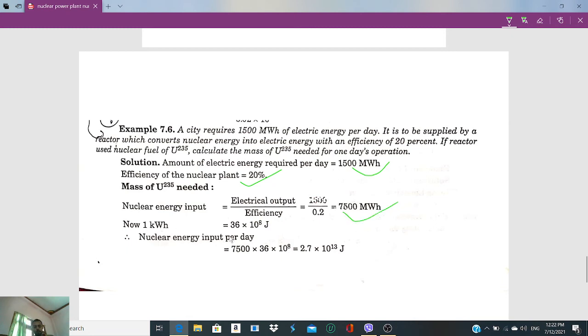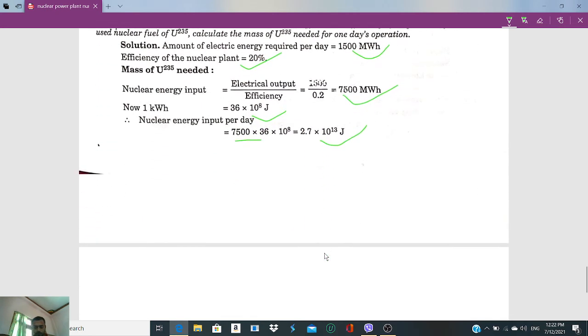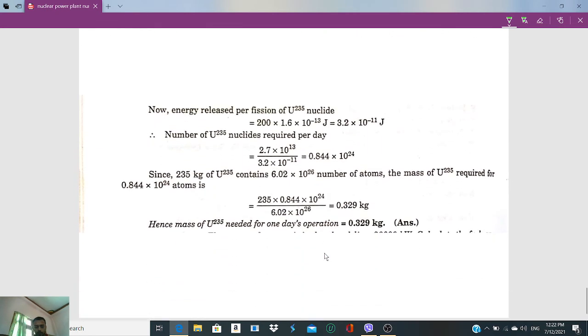Now 1 kilowatt hour equals 36 into 10 power 5 joule, and for the nuclear energy input per day we get 7500 into 36 into 10 power 8. On the calculator we will get 2.7 into 10 power 13 joule. And the energy released per fission of uranium is 200 MeV. If it is not mentioned, then we will assume 200 MeV. So 200 MeV can be written as 3.2 into 10 power minus 11 joule. And the number of uranium nuclei required per day is 2.7 into 10 power 13 upon this value, so we'll get 0.844 into 10 power 24.